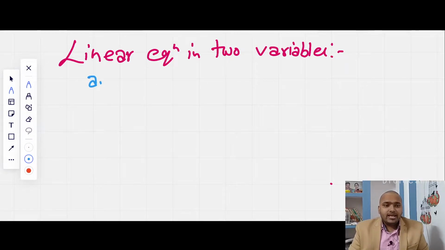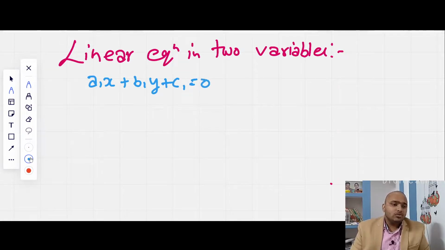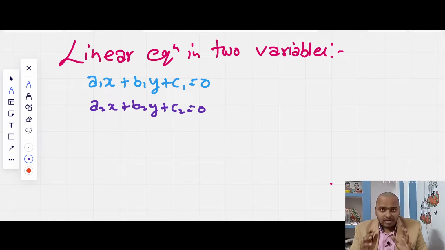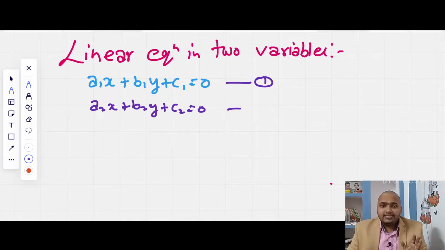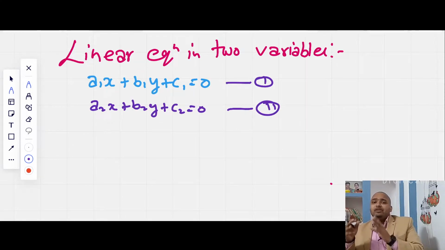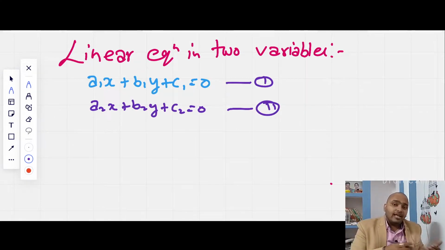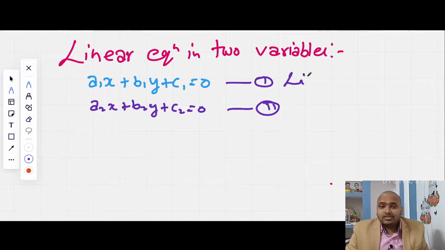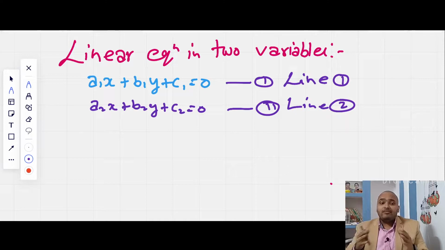The first equation is a1x plus b1y plus c1 equals 0, and the next equation is a2x plus b2y plus c2 equals 0. Now if you draw on the graph the first equation and second equation, for different values of x you will get different values of y. You will get two lines. Let us say this one is line 1 and this one is line 2.